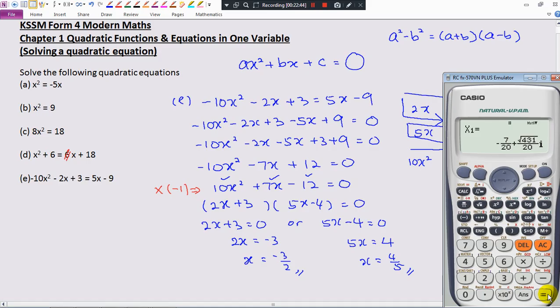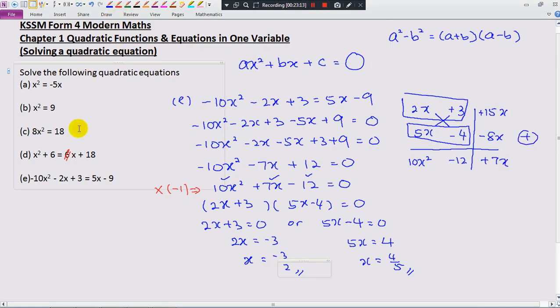Oh, I think I keyed in wrongly. Let me check again. Oh, this is a mistake. This is negative 12, but I key in 12 only. So I have to change it. Negative 12. Okay, hopefully no problem. Press equal again. Okay, x1 is equal to 4 over 5. And x2 is equal to negative 3 over 2.